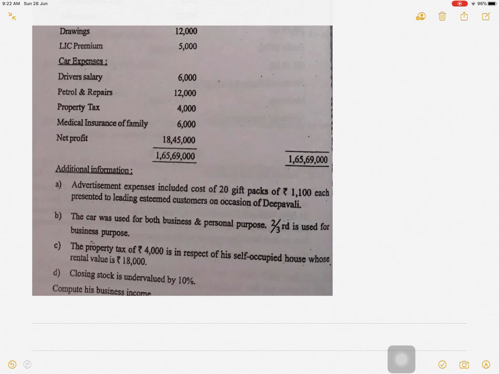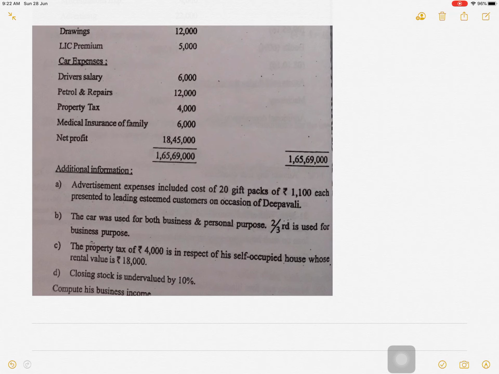Okay, now let's see adjustments. Advertisement expenses included cost of 20 gift packs of rupees 1,100 each presented to leading esteemed customers. So gifts to the clients, to the customers on occasion of Diwali. You want to maintain good relationship with your clients, so you are giving gifts to your clients. This is business expenditure, not personal expenditure. So gift to client is a business expenditure. So you are not supposed to do anything about this first adjustment.